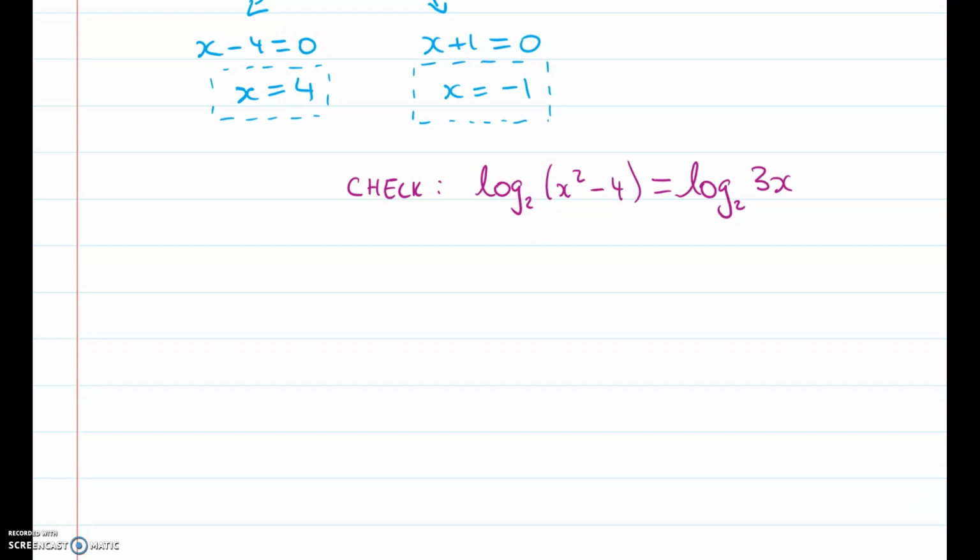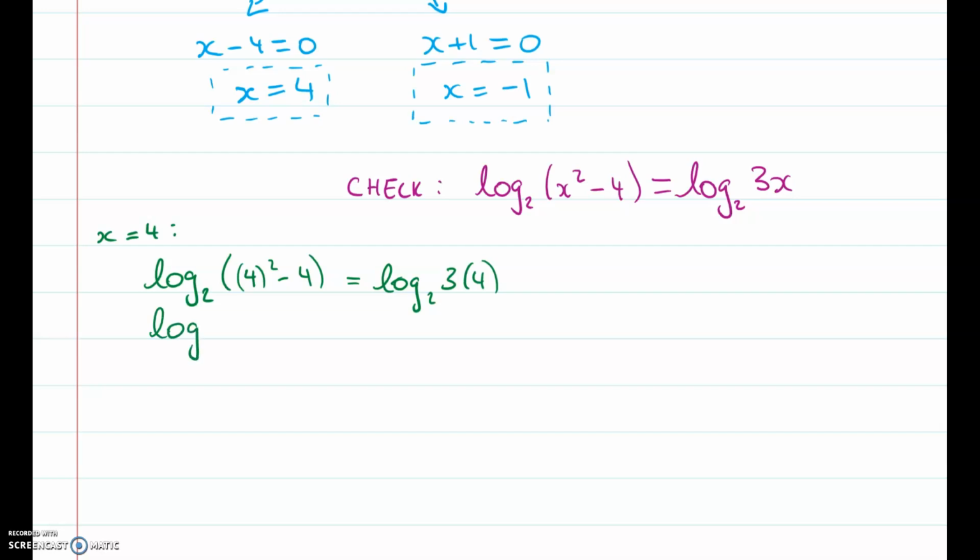So let's say we start with x equals 4. Then that gives you the log to the base 2 of 4 squared minus 4 equals log to the base 2 of 3 times 4. So that would be the log to the base 2 of 4 squared, which is 16, minus 4 is 12, equals log to the base 2 of 3 4s, which are 12. Doesn't seem to be any problems with that one, so that's good. X equals 4 is a solution.